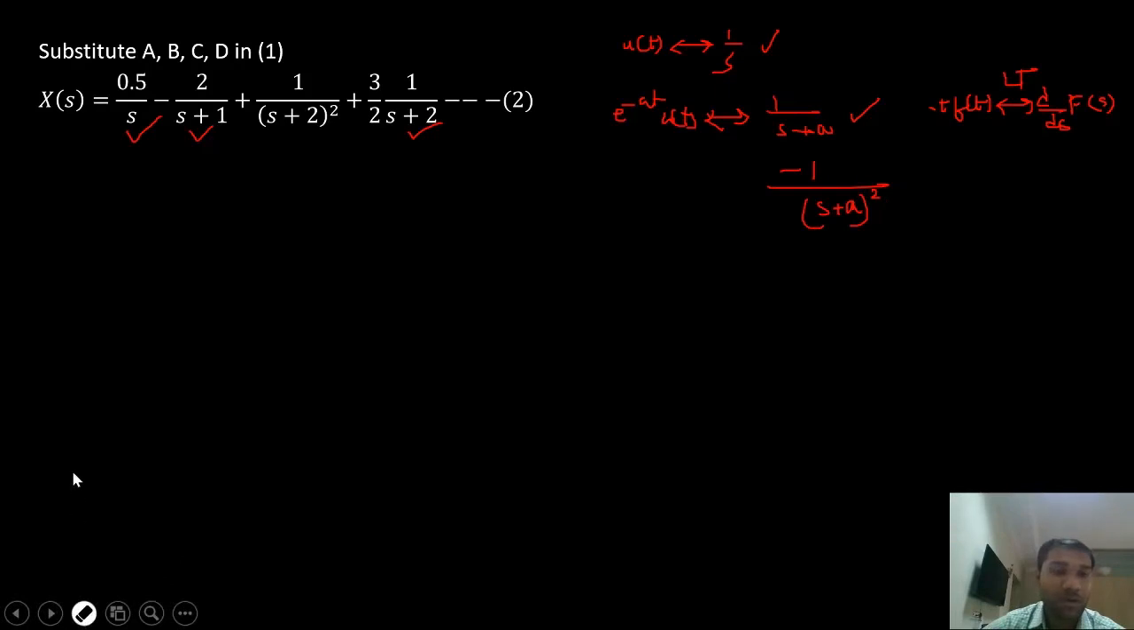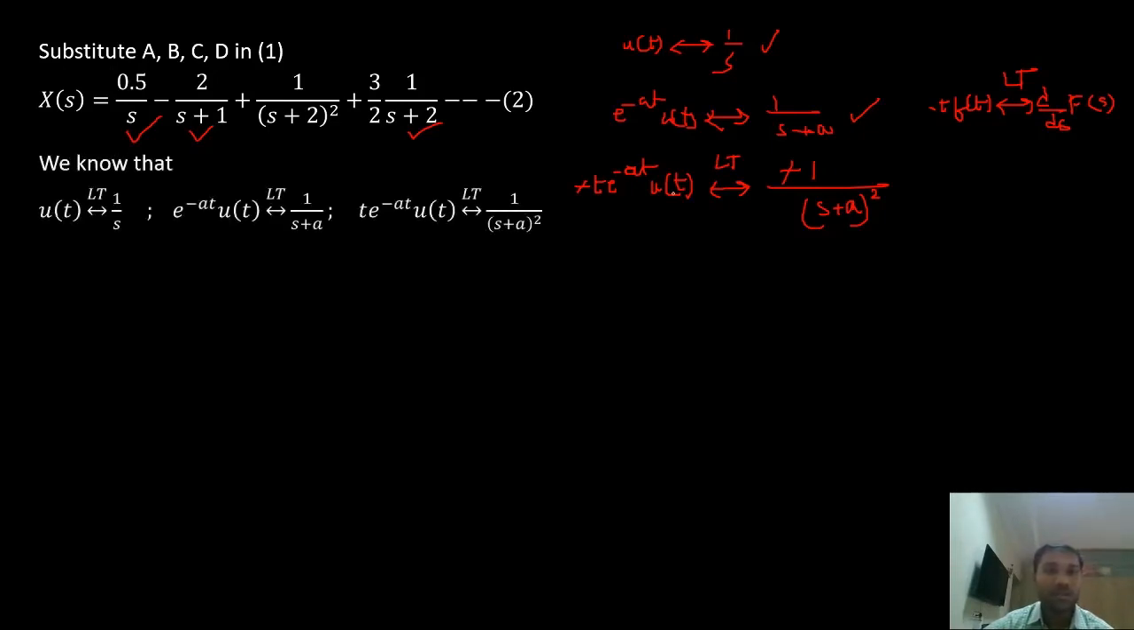And what is the corresponding time function? Time function is minus t into e power minus at into u of t. So minus minus I can cancel. So now 1 by s plus a whole square form I have in my Laplace transform. I have the corresponding time domain signals also. Now these are the three Laplace transform pairs I am going to use to find my inverse Laplace transform.